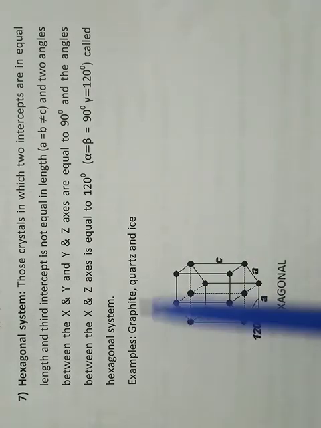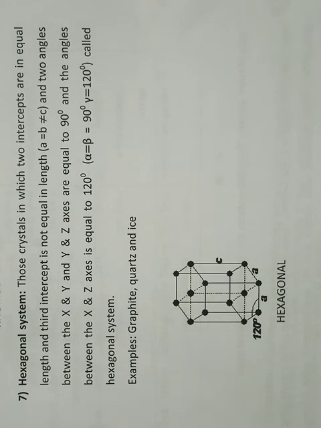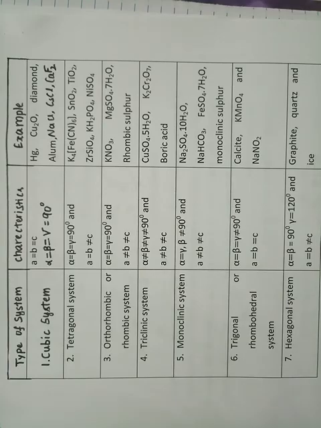Graphite, quartz, and ice exhibit hexagonal systems. Next, let us see the summary of these seven crystal systems.